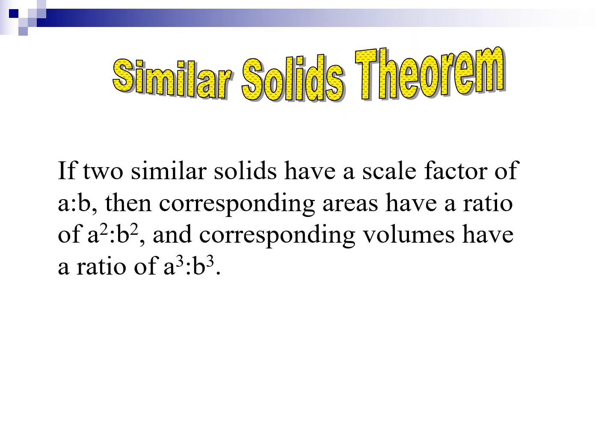Let's take a look at the similar solids theorem. If two similar solids have a scale factor of A to B, then their corresponding areas have a ratio of A squared to B squared. We've already done that part. If the sides are A to B, then the areas are A squared to B squared. We did that in the area chapter. The new part is the volume part. It says the corresponding volumes have a ratio of A cubed to B cubed, and that's the new part.